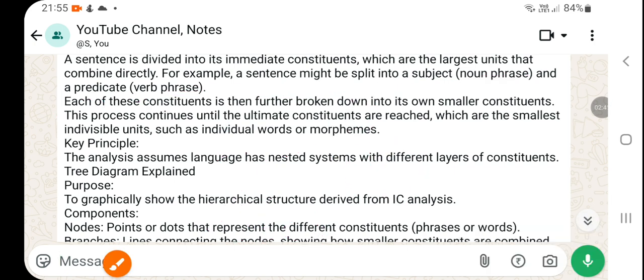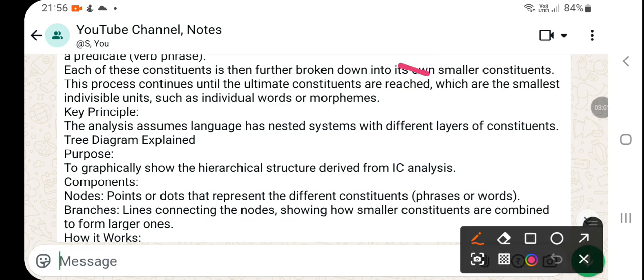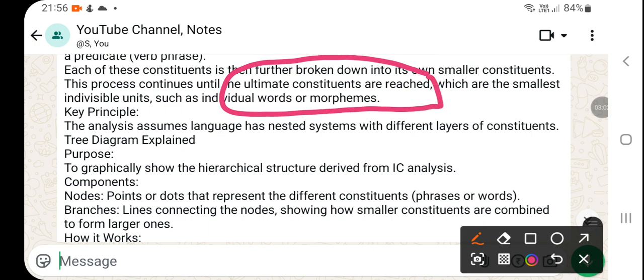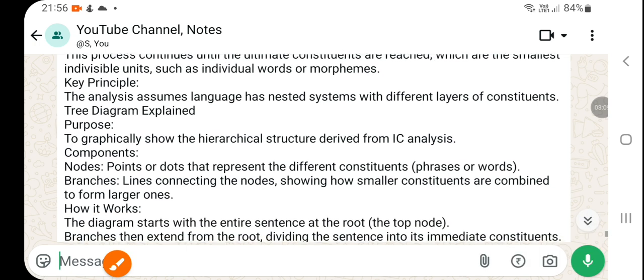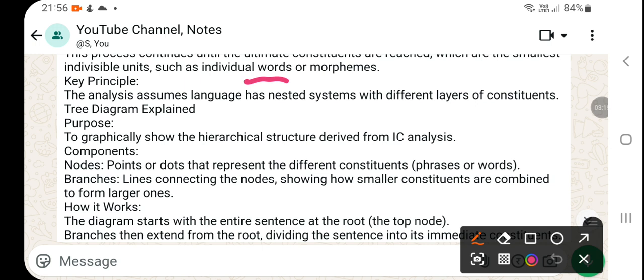Okay, now each of these constituents is then further broken down into its own smaller constituents. Okay, the process continues until the ultimate constituents are reached. So finally we have to find out the ultimate constituents, which are the smallest indivisible units such as words. So finally where do we stop? When we reach the words.